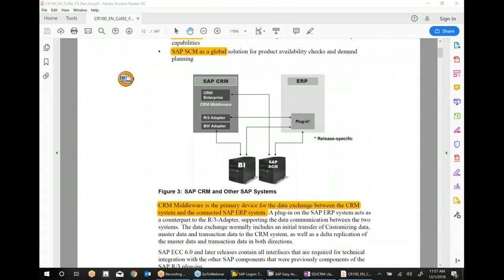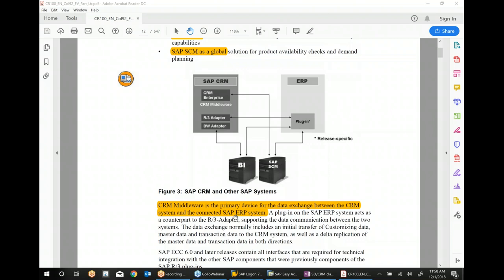That is where we can have different CRM systems, and then we can integrate. We have a middleware in SAP CRM. I would like you guys to make a note of these 1.5 lines which you see here on the screen. CRM middleware is a primary device for data exchange between CRM and other systems.